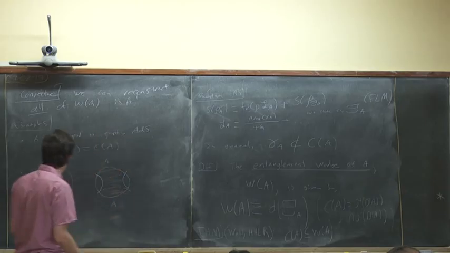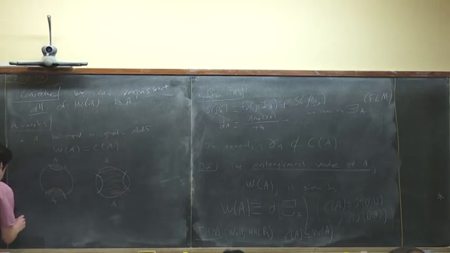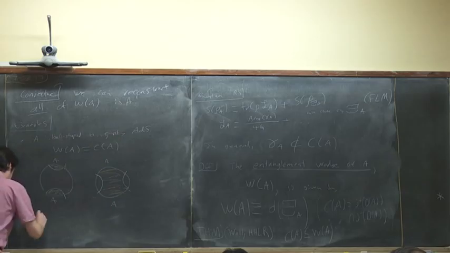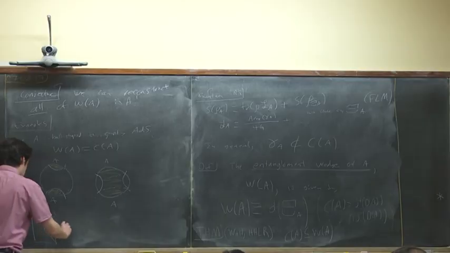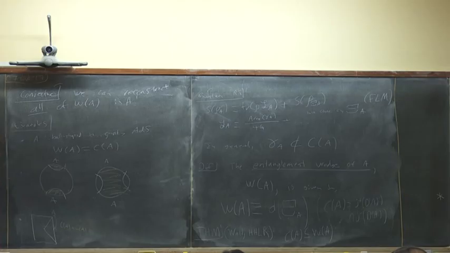Okay, so just the last example, which I wanted to discuss, was the two-sided wormhole, where we take A to be just one of the boundaries. So here's a bifurcate horizon. Here, in the thermofield double, the two are the same again. So C of A equals W of A, and it's just the right exterior.